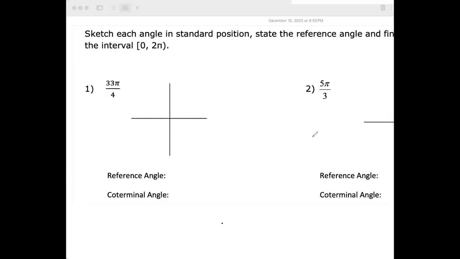Okay, so 5 pi by 3. Let's calculate. 5 pi by 3, how can I write it? How many pi's are there? I need to calculate the number of pi's. There's no other go. So there is only 3 pi and then 2 pi by 3. Right?